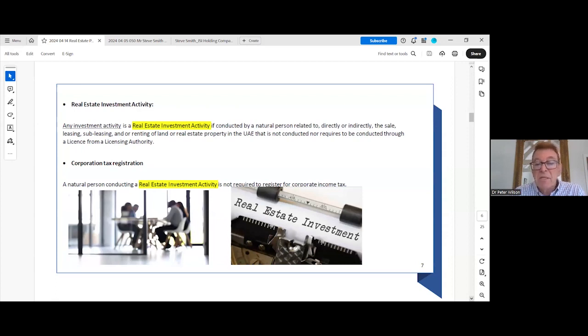But if the natural person is not carrying on an investment activity, but is carrying on a trading activity, then it's not so clear. And people who are carrying on a trading activity might be very well advised to get some advice on whether or not they should register their trading activities, their property activities, for corporate tax.